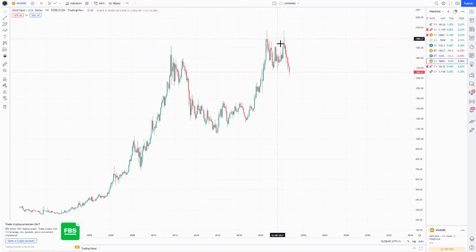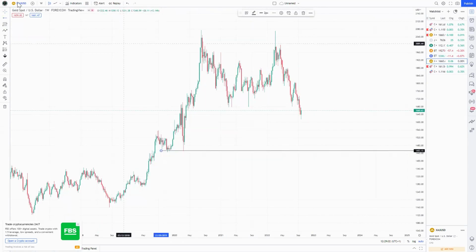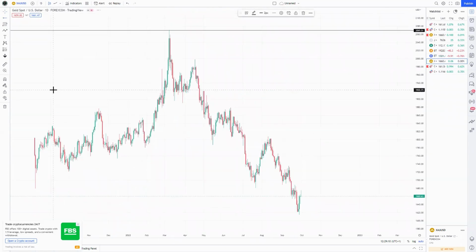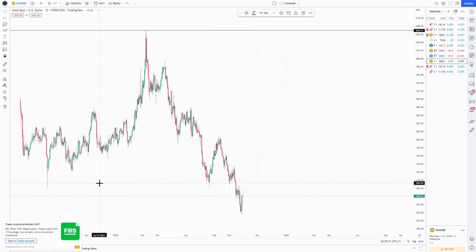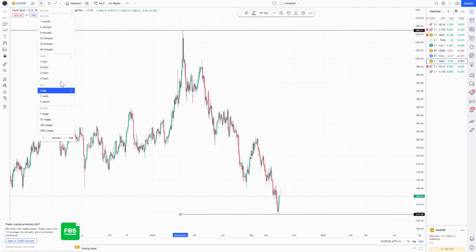But still, we analyze. We don't know what's going to happen. We just try and capitalize from the market. So let me just mark this support area here. This was the last low last week. So it's the low price created last week. So let's go to the 4 hour for more analysis.